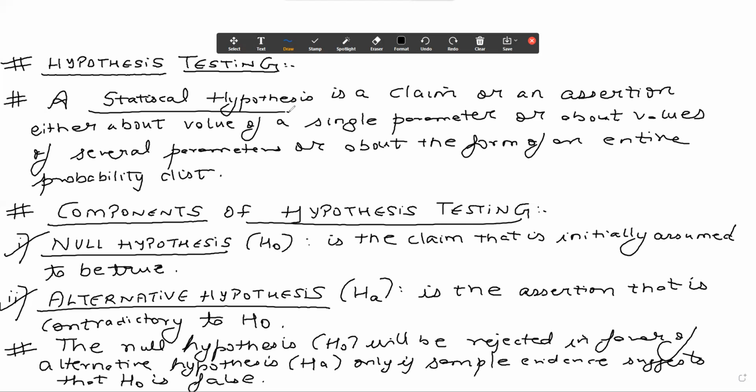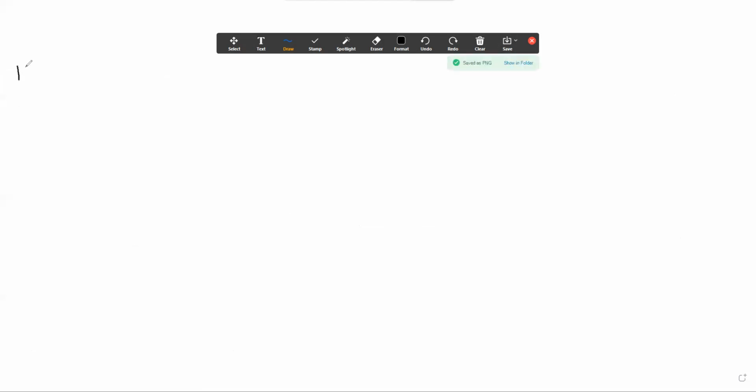If it is true, we'll be accepting it. And if it is false, then automatically we are accepting the alternate hypothesis. We are rejecting the null hypothesis. Okay. So let's understand what is meant by a test of hypothesis. Okay. So I can write a test of hypothesis.